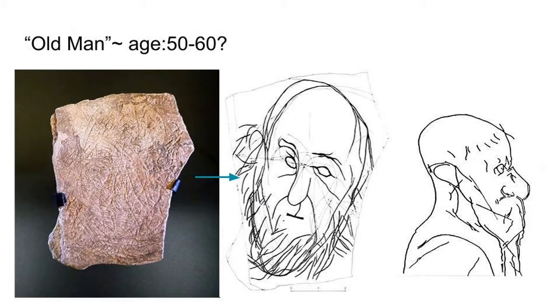The next figure looks like he's in his 60s. Once again, beard, possibly braided. We see a prominent nose with wrinkles, wrinkles around the eyes and forehead. Additionally, he appears to be bald with very thin hair around the side.